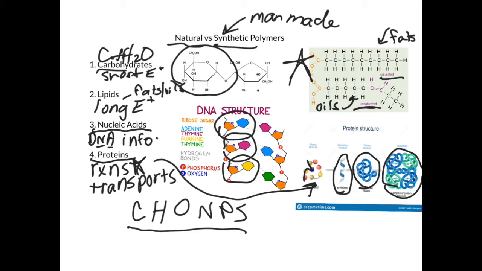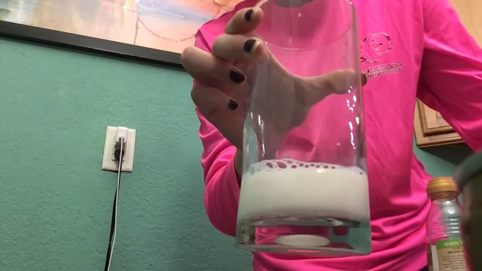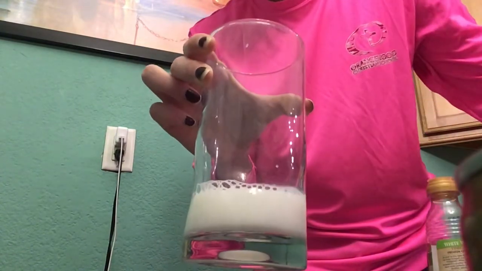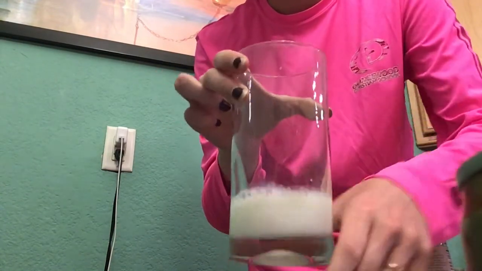So that's the main crux of what we did in the Zoom, in case you missed it, or if you need more information. Now let's talk about making a polymer. For the first one, I have some non-fat milk, or some fat-free milk, okay? And I'm going to add to it some vinegar, and we're going to watch what happens. So, let's see.